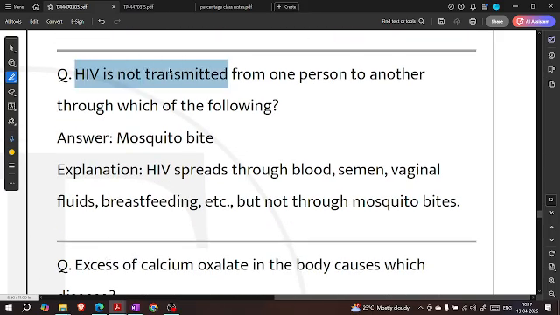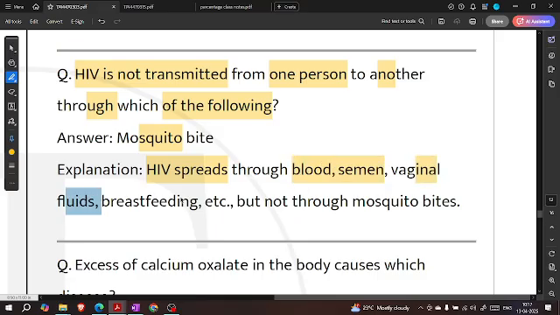HIV is not transmitted from one person to another through which of the following? Mosquito bite. HIV is spread through blood, semen and vaginal fluid, breastfeeding, etc., but not through mosquito bites.